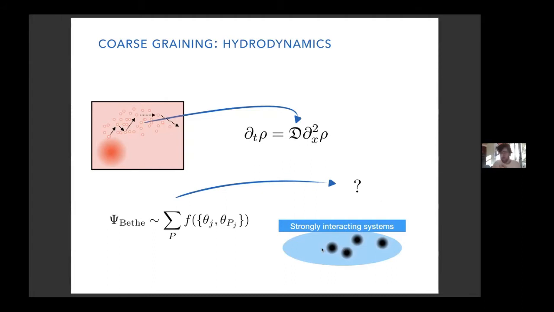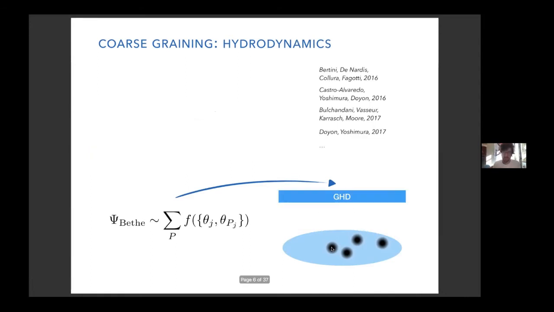And maybe this would also be a way to go beyond these points, to understand what's around these points, how the physics is around them, because once you have a dynamic description, it will also be easier to deform it. Okay, so there's this question. That's what started the whole business of GHD, which is an acronym for Generalized Hydrodynamics.